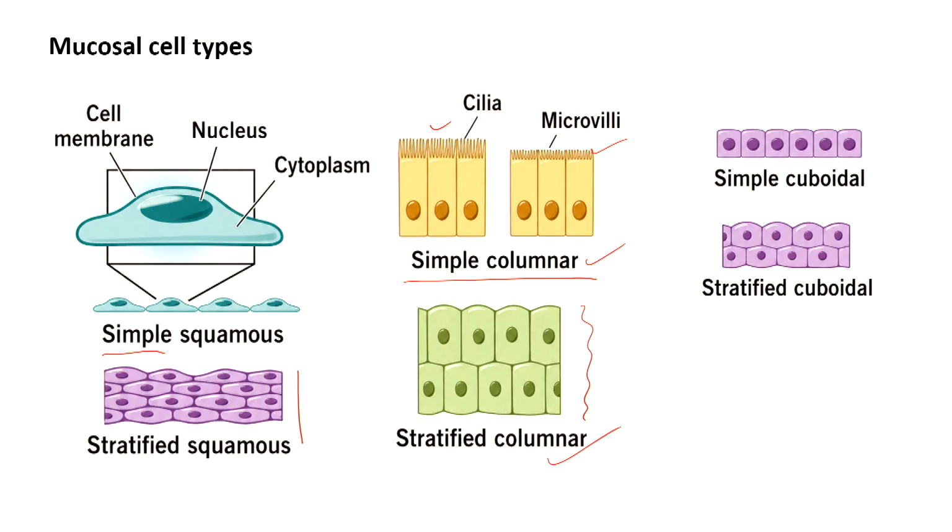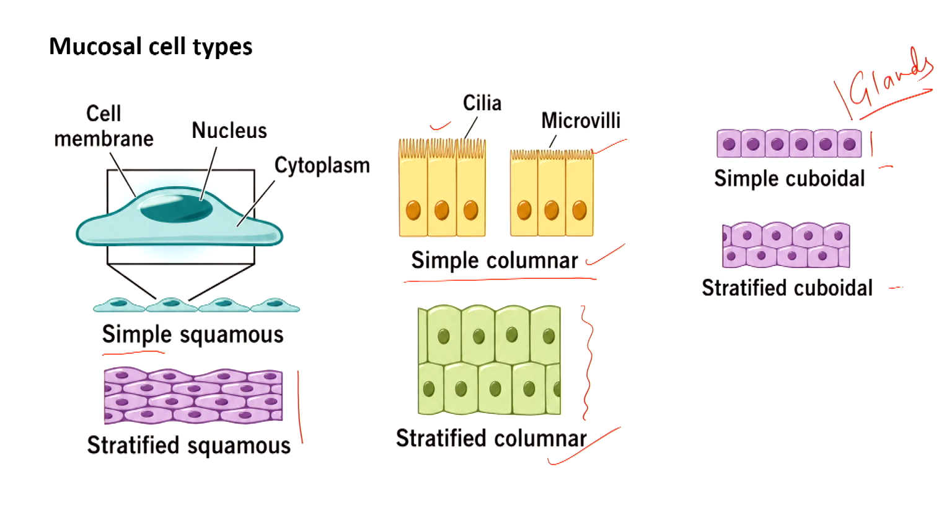Then we have the third type called cuboidal. It's similar to columnar, but the cell size is smaller. Therefore they look like a cube, and therefore they are called cuboidal epithelium. Simple cuboidal epithelium, and then you also have a stratified cuboidal epithelium. Cuboidal epithelium is mostly present in glands.